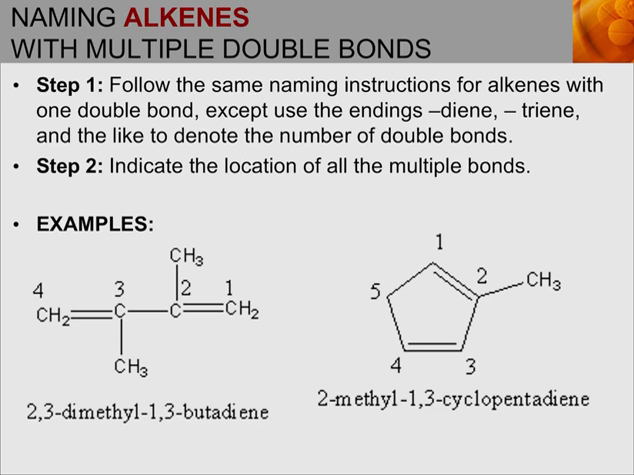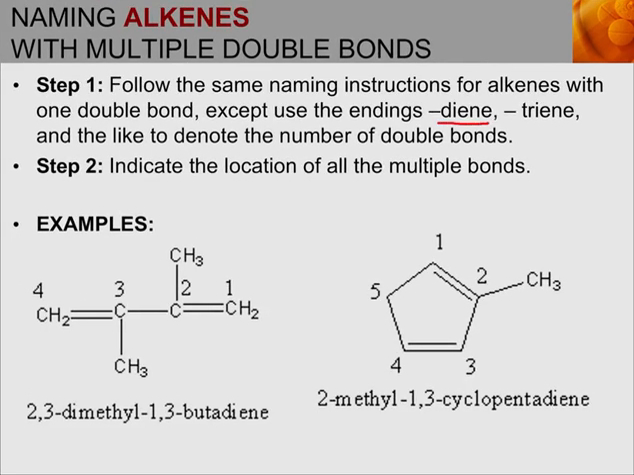Okay, so now let's look at how to name alkenes with multiple double bonds and multiple groups that are attached to the main chain. So in step 1, we're just going to follow the same naming instructions for alkenes with one double bond, except we are going to use those prefixes like di, tri, tetra to indicate how many double bonds we have total in the chain. So for example, if you have 2 double bonds in a chain, we would call that diene.